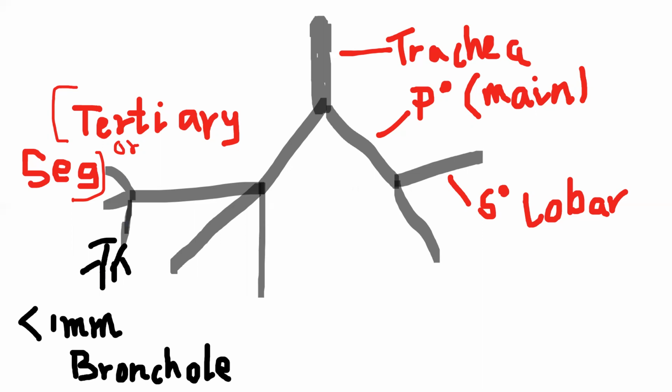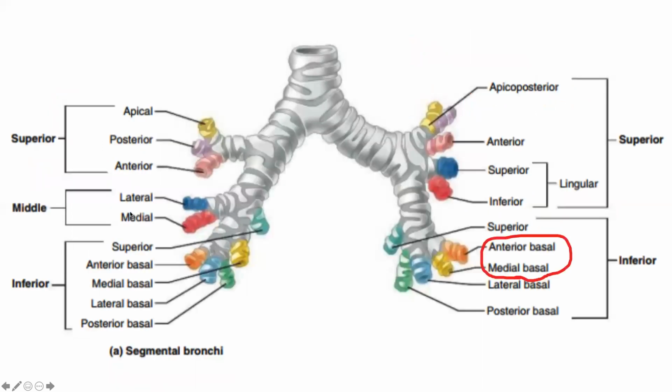And then once it has divided into 3 for the right and 2 for the left, again it will further divide into the different segments of that particular lobe. So now, if we look here, the trachea is divided into the right main bronchus and the left main bronchus, the main or primary bronchus. In the right lung we have 3 lobes. So one goes to the superior lobe, one goes to the middle lobe, and one goes to the lower lobe.